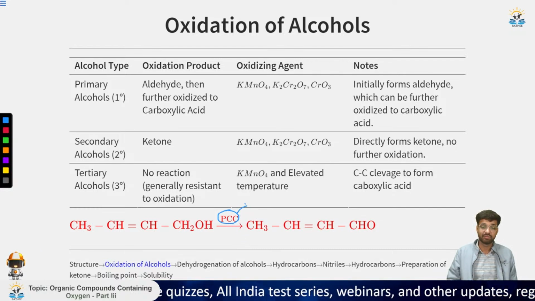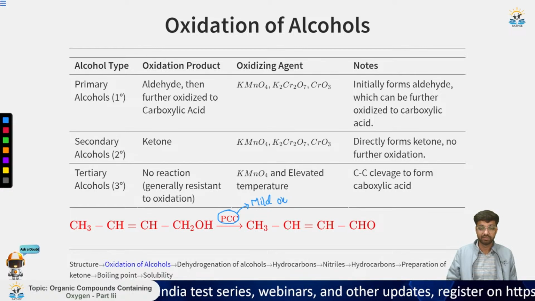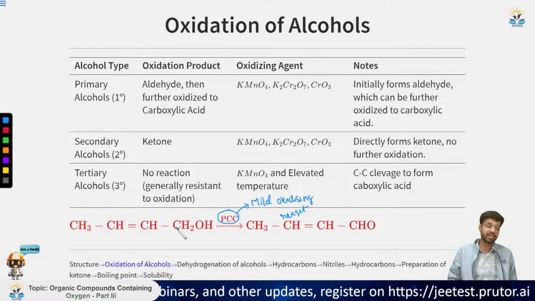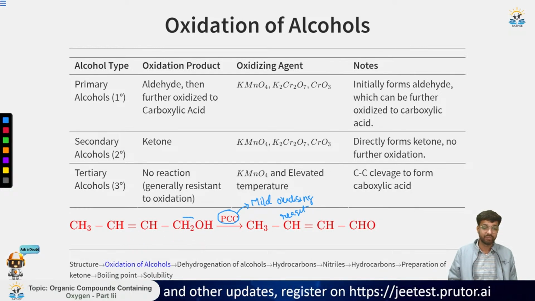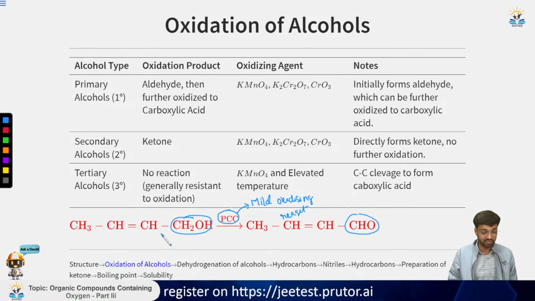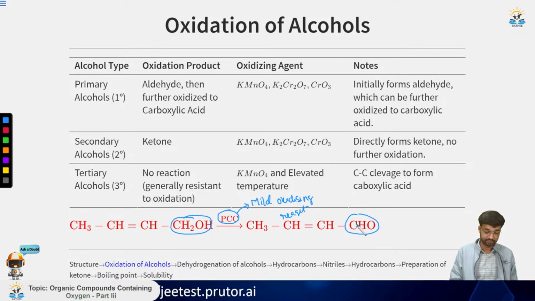So it is a mild oxidizing agent. It just converts a primary alcohol into aldehyde. Or you can also say that it works on an allylic alcohol also. So you can convert this allylic alcohol to the aldehyde. So this was all about the oxidation of alcohol.